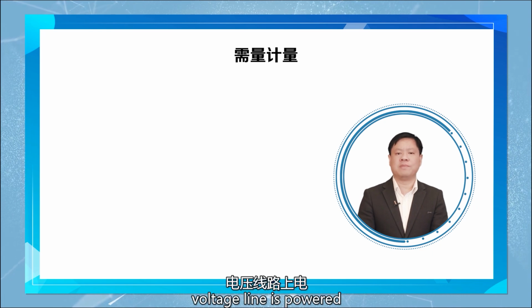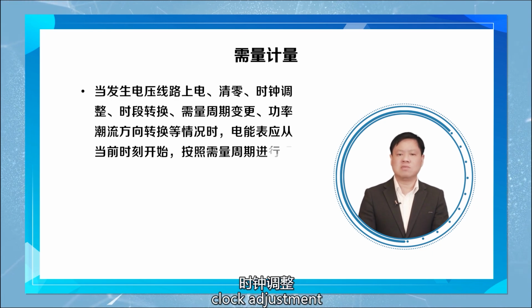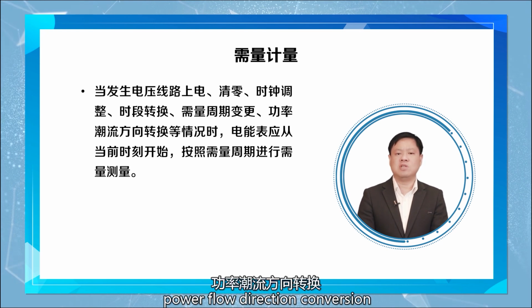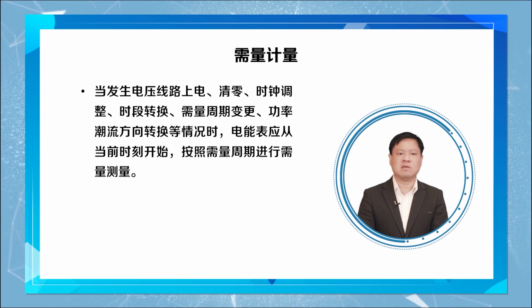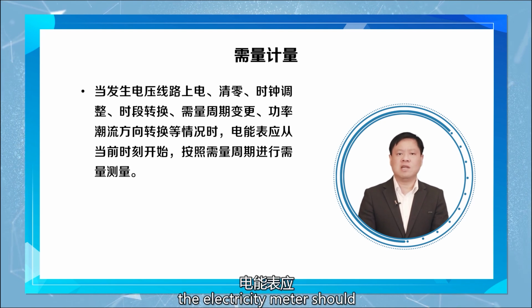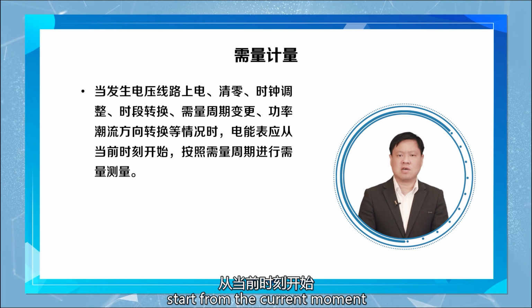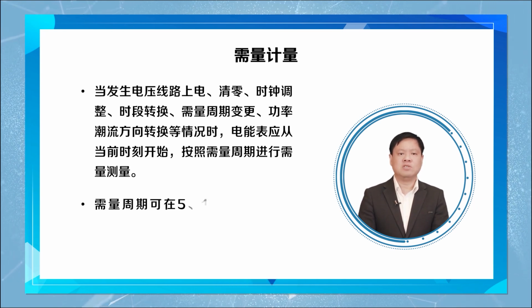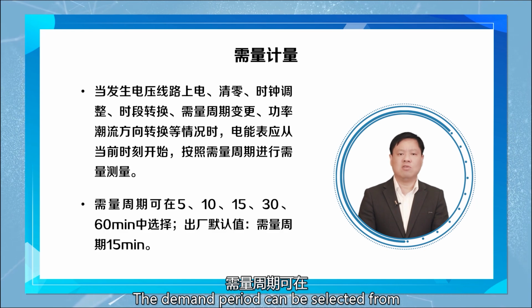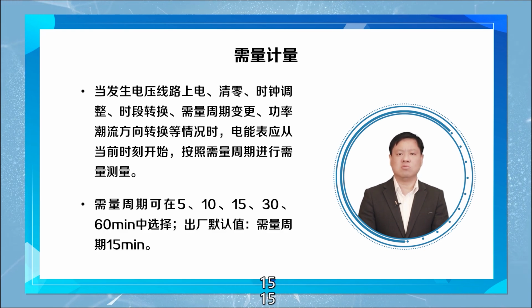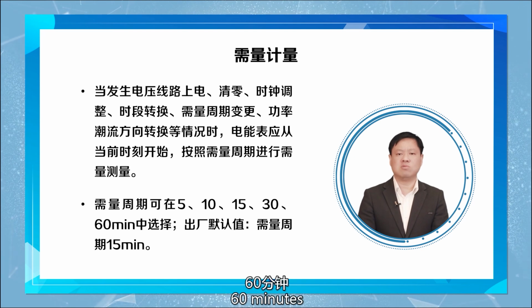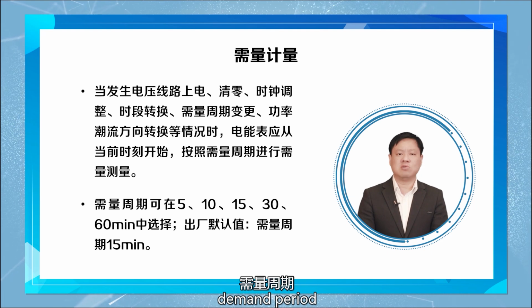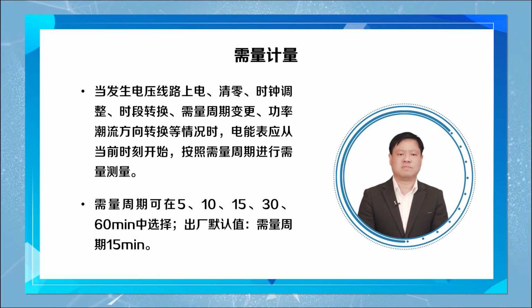When the voltage line is powered, or on reset, torque adjustment, period conversion, demand period change, or power flow direction conversion, the electricity meter should start from the current moment and measure demand according to the demand period. The demand period can be selected from 5, 10, 15, 30, or 60 minutes. The factory default demand period is 15 minutes.